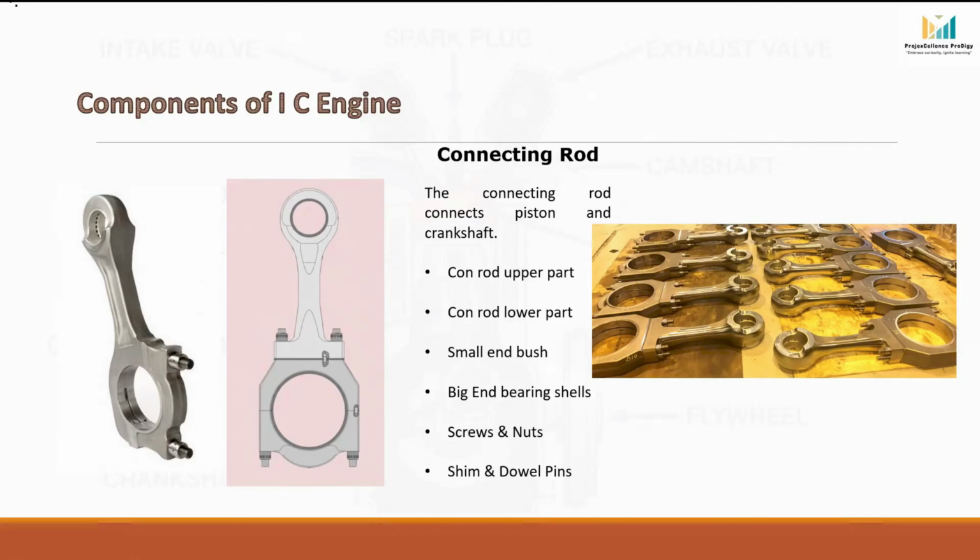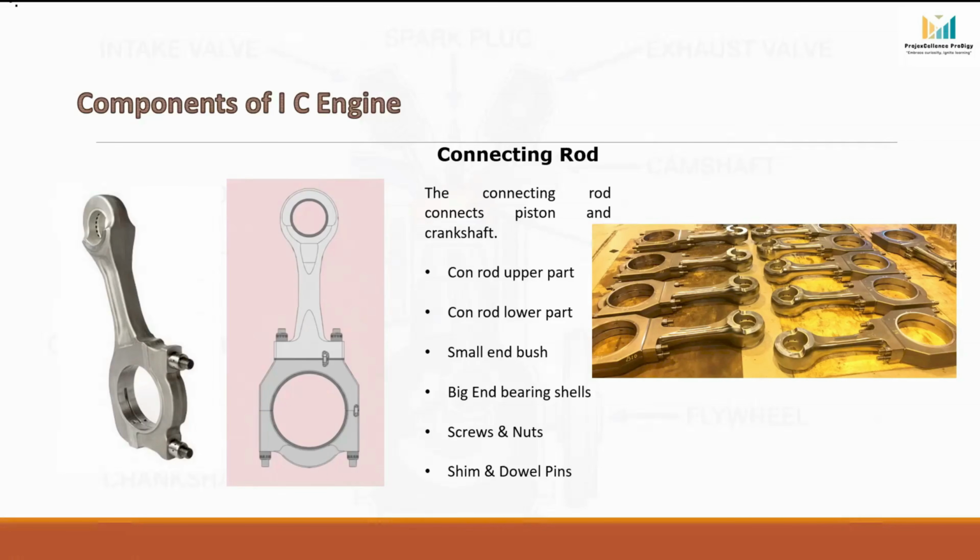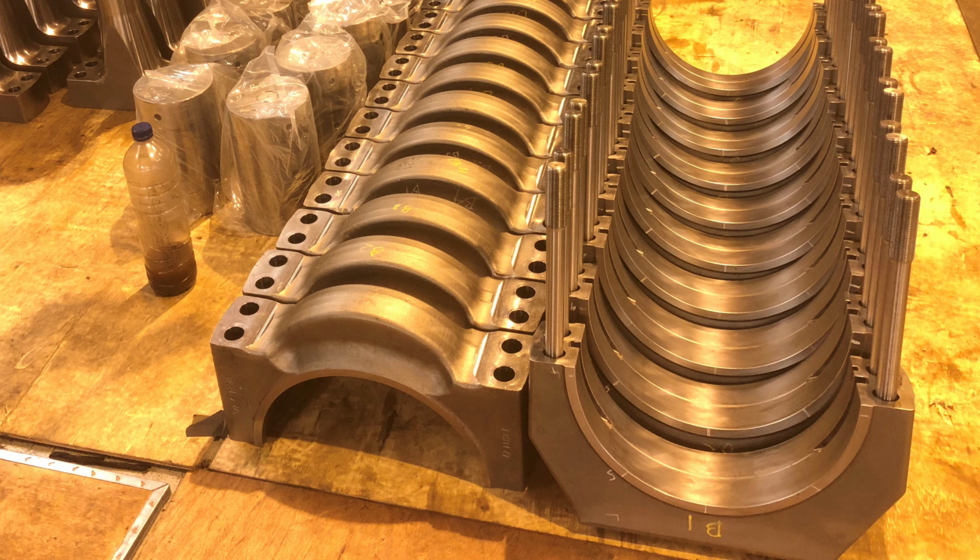If you see the connecting rod parts, the first and foremost part is the con rod upper part. This is the main body of the connecting rod. It connects the small end and big end and carries heavy tensile and compressive loads. Second is the con rod lower part. This is the detachable cap at the bottom side of the connecting rod. It is removed during bearing inspection or replacement.